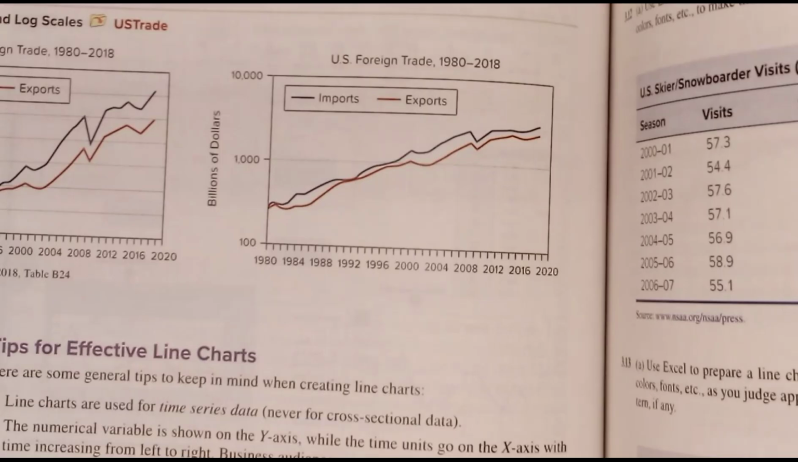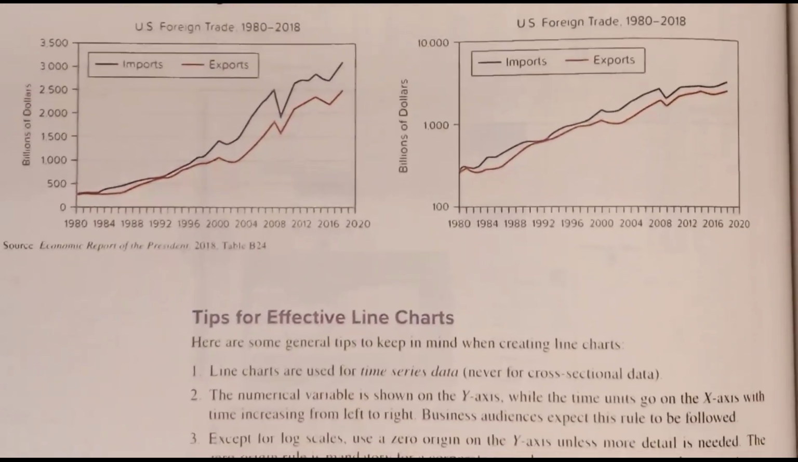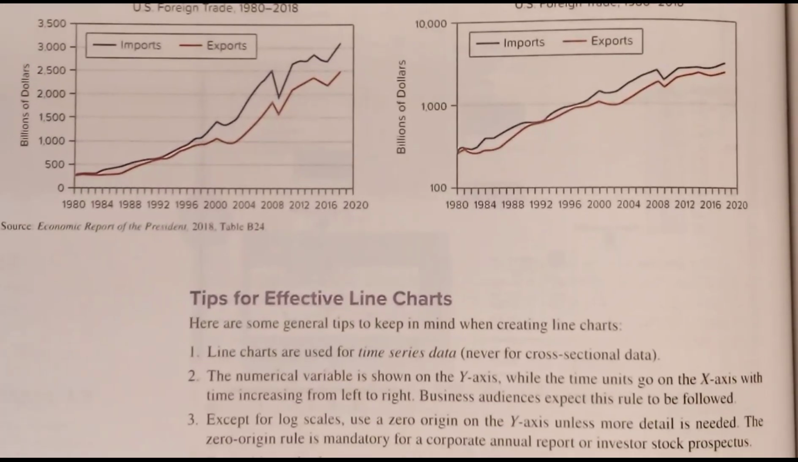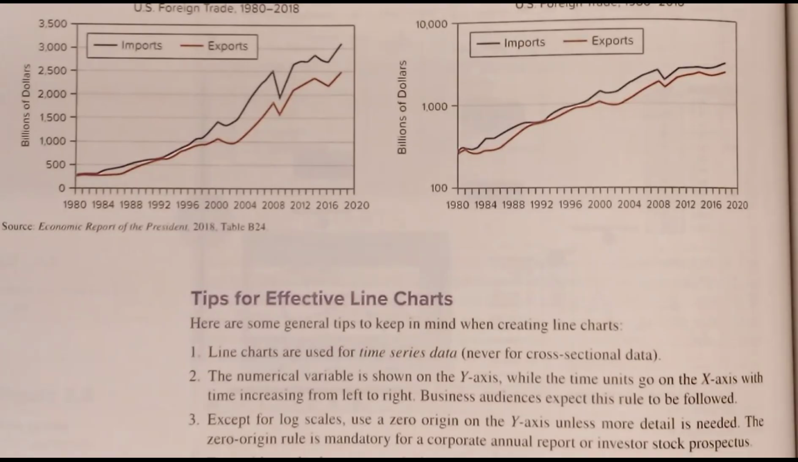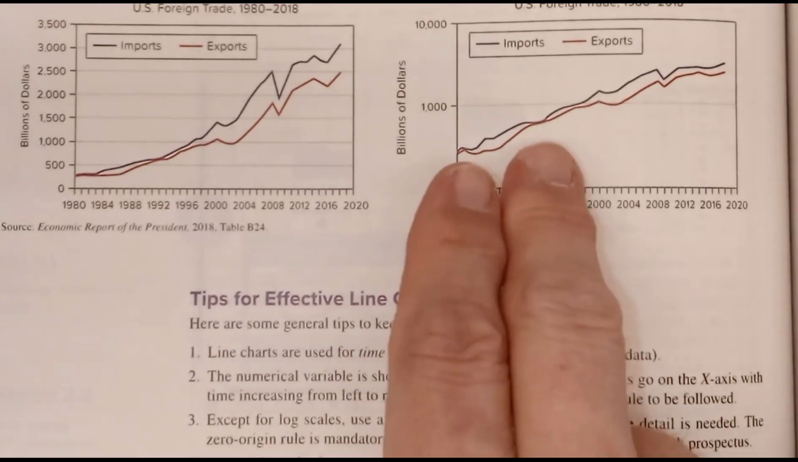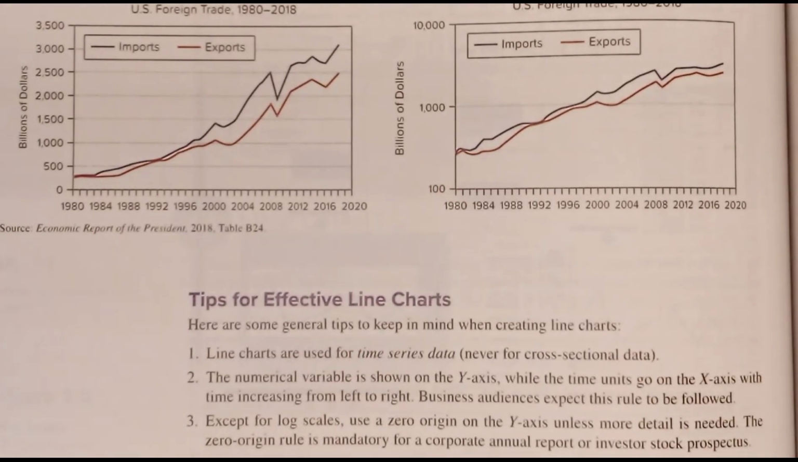But I want to go back to line charts. Here in the text on page 70, we have two examples of line charts. The one on the left has two trends. Again, these are time series data. So over time, we're looking at US imports versus exports. And over here, we're looking at the same thing.